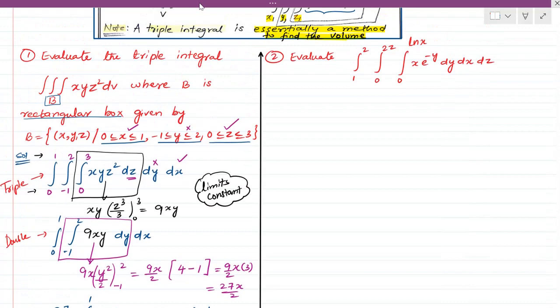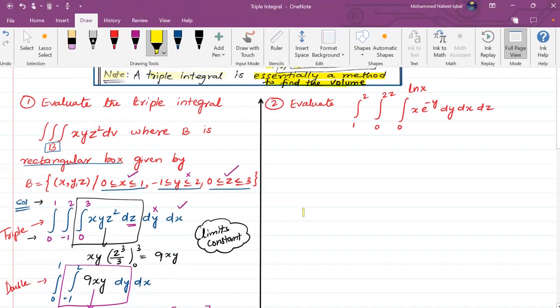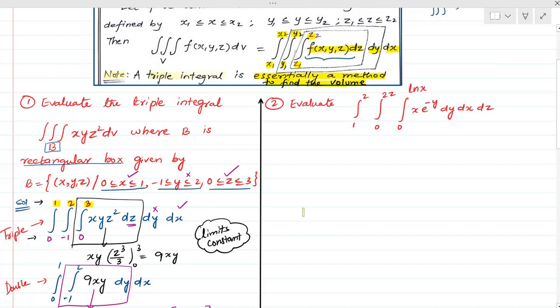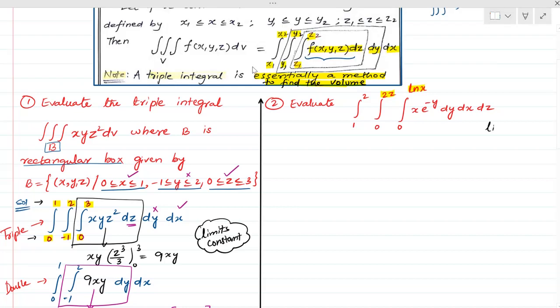Now, let us go with the next one. What is the difference between the last problem and this problem? In the last problem, all the limits are constant, whereas here you will have limits that are variable. So how will you solve this one?